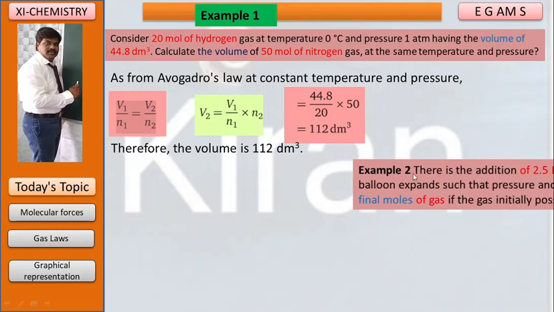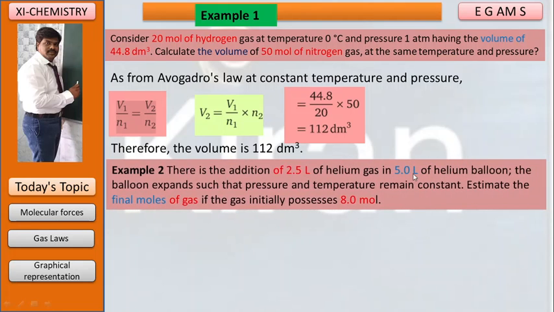Second question. There is the addition of 2.5 liter of helium gas in a 5 liter helium balloon. A 5 liter helium balloon is there already. To that 5 liter helium balloon you are adding 2.5 liter. The balloon expands. Why are you adding extra volume?